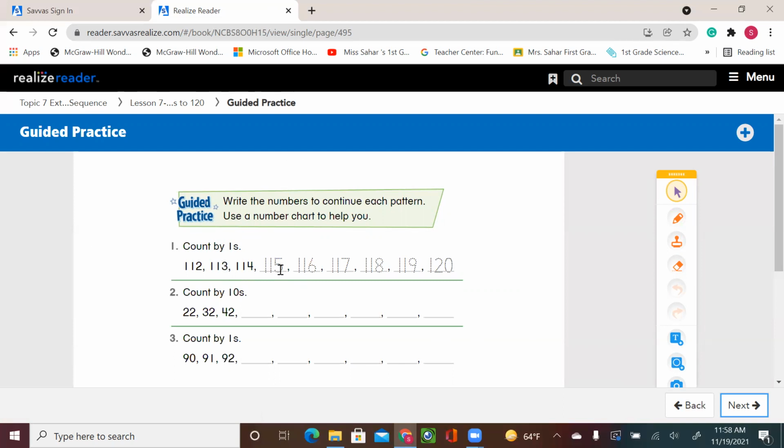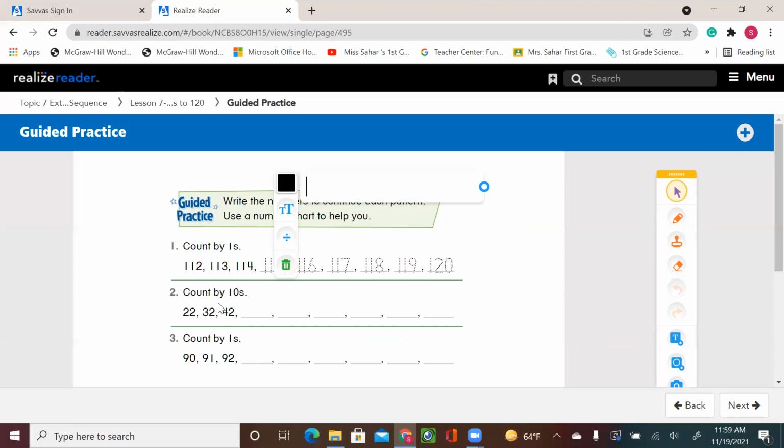goes up by 1. After 14, 15, so after 4 comes 5, then 6, then 7, then 8, then 9, then 10. And since I have 1 here, 100 then, so it's going to be 120. So 114, one more, 115, one more, 116, one more, 117, 118, 119, one more than 19 is 20. Let's go for number 2.